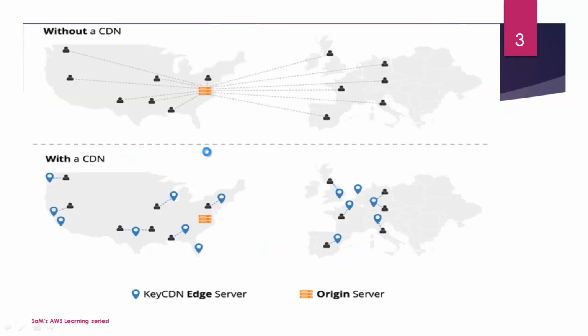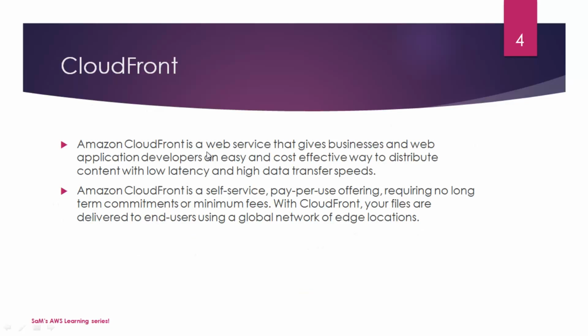It makes it possible. And then CloudFront. Coming to CloudFront, this is the service offering from Amazon. Amazon CloudFront is a web service that gives businesses and web application developers an easy and cost-effective way to distribute content with low latency and high data transfer speeds. Amazon CloudFront is a self-service, pay-per-use offering requiring no long-term commitments or minimum fees. With CloudFront, your files are delivered to end users using a global network of edge locations. If you remember our previous videos, Amazon has more than 60 edge locations all over the globe, and they keep on adding new edge locations all over the globe.